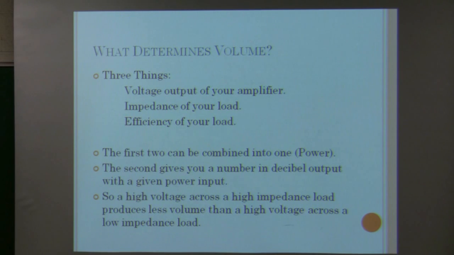So the question is, what determines volume? So obviously, the voltage output of your amplifier, so if you have a higher voltage, you would think you always have a higher volume, but that's not necessarily the case. What is true, though, is that volume is determined by power output. If you put a certain amount of power into a load, say headphones or speakers, then you get a certain amount of volume out. So for example, if you put a high voltage across a high impedance load, you might not get that much power. But if you take that same voltage and put it across a low impedance load, then you're going to get more power out.